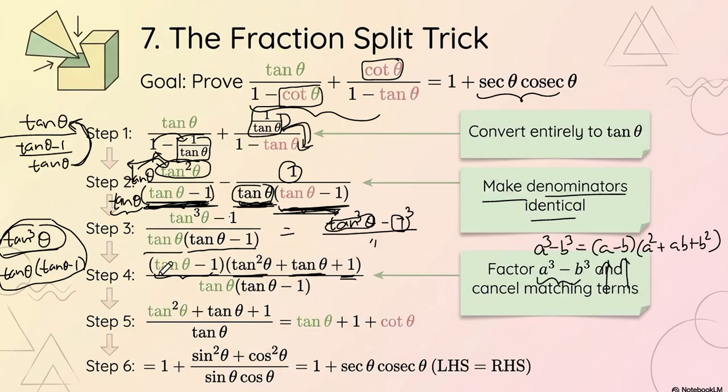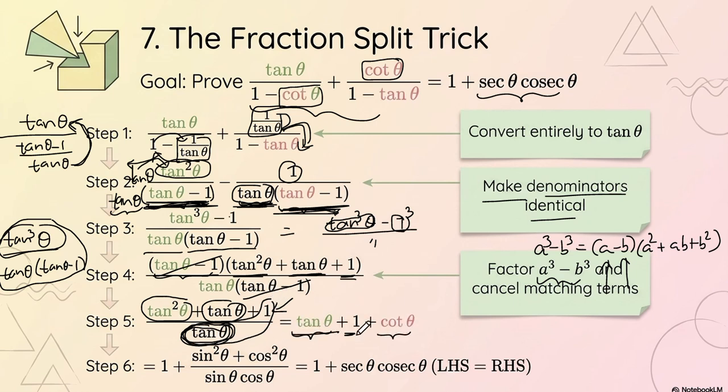Now we can see that in the numerator tan theta minus 1 and tan theta minus 1 will get cancelled. So what will remain? Tan square theta plus 1 in the numerator, and in the denominator tan theta. We'll split the denominator: tan square theta upon tan theta, which is nothing but tan theta, as one tan theta gets cancelled. After that, tan theta upon tan theta, which is 1. After that, 1 upon tan theta, which is cot theta.